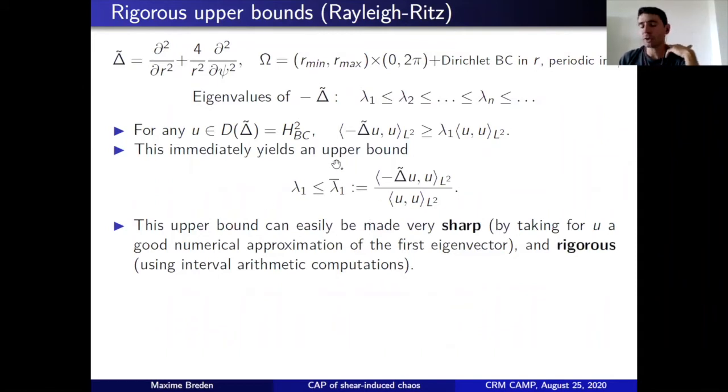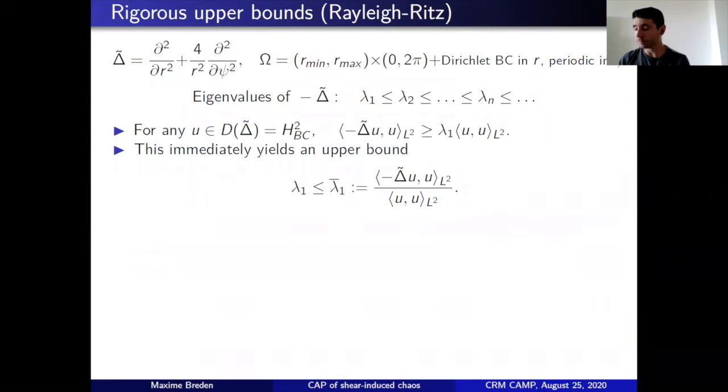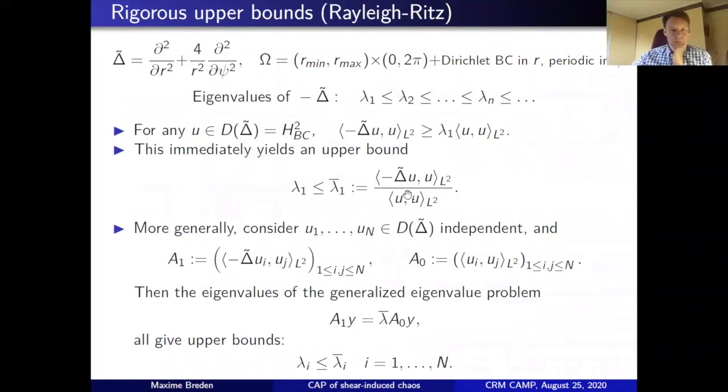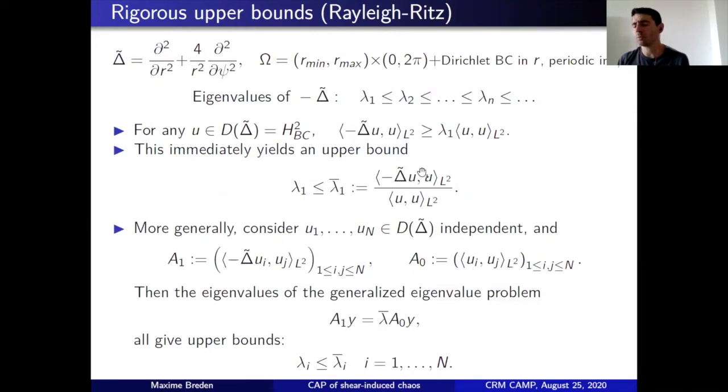That's for the smallest eigenvalue, but you can easily also do that with several eigenvalues at the same time. To do that, you just have to generalize a little bit. Instead of taking just one u in the domain, you take a family of them. The only requirement is that they are independent. Then this number here, you replace with a matrix with all the entries being the different eigenvectors. Same thing here, you replace this number by the matrix with all the ui scalar uj. Before I had a division between two numbers, now it's between two matrices, and the way to generalize that is to look at the generalized eigenvalue problem between these two matrices.